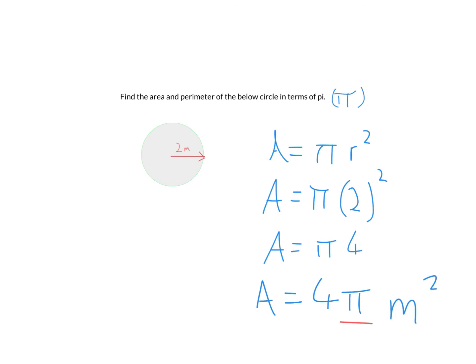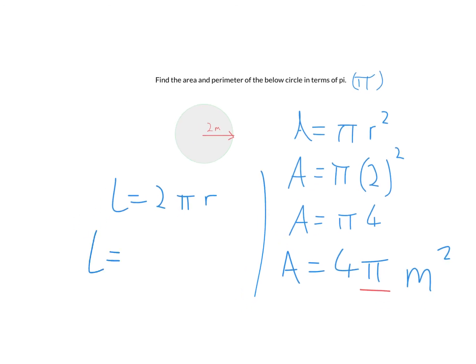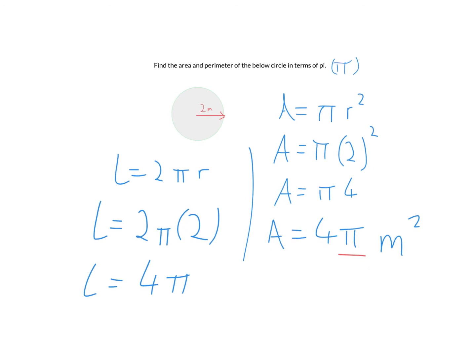And we can do the same thing for the perimeter. Write out the formula. L is equal to 2 pi r. Sub in what we can. So the circumference is going to be equal to 2 times by pi, leave it as pi because they want the answer in terms of pi, times by the radius, which is also 2. We can multiply the two normal numbers, so 2 by 2 is 4, multiplied by pi, which we just call 4 pi. And then make sure you put in your units. This time it's meters instead of centimeters. And that's it, done.